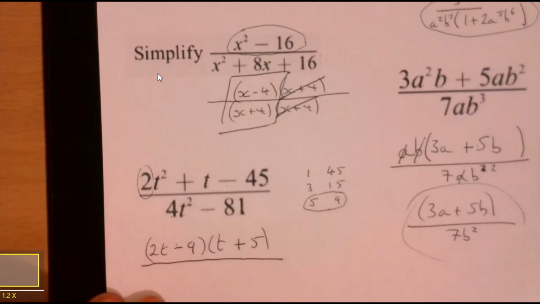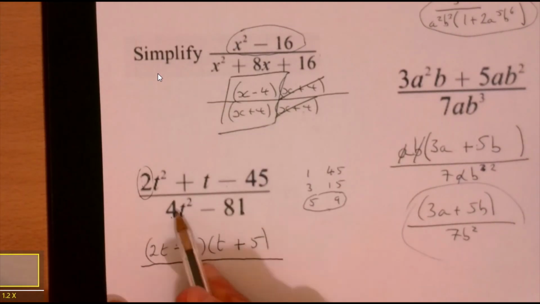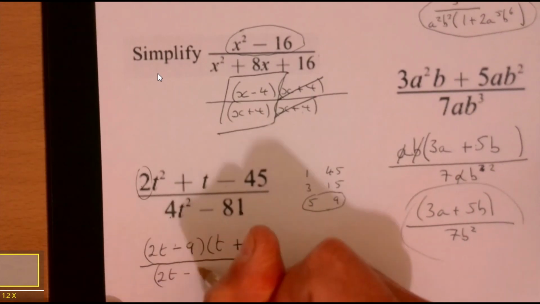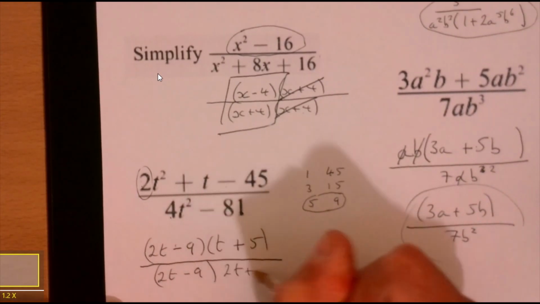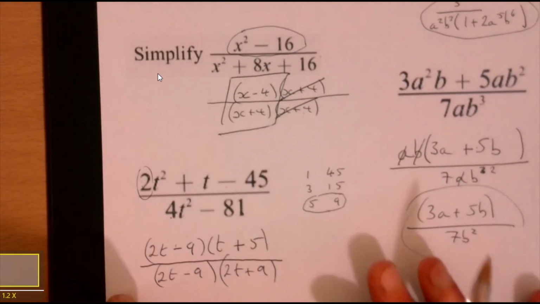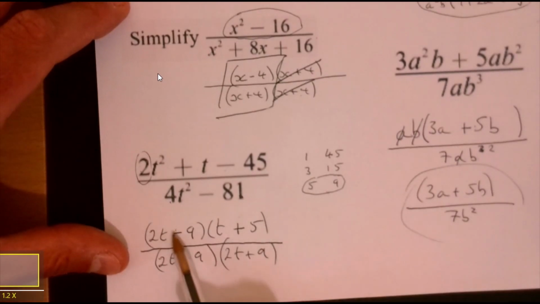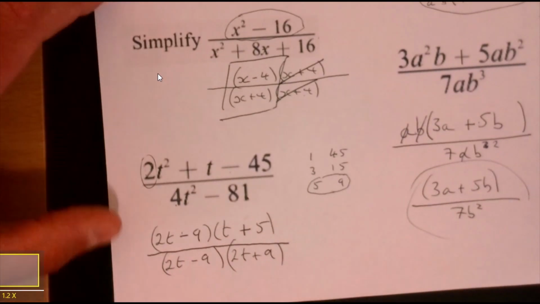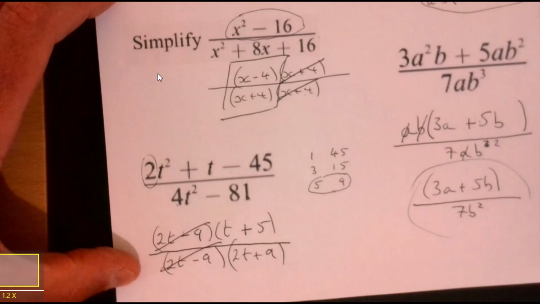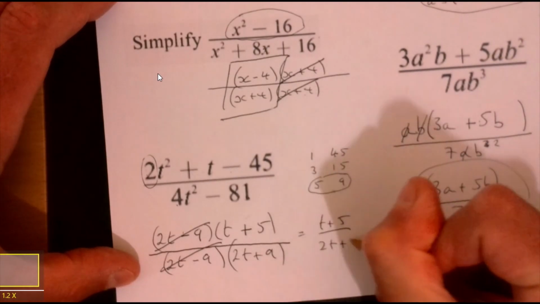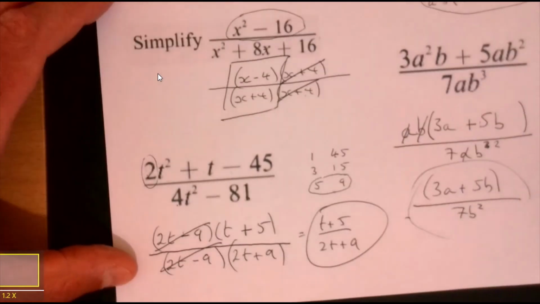And now let's look at this bit. I know that's a difference of 2 squares. We did an example similar to this. So it'd be 2t minus 9, 2t plus 9. Another way of looking at this is that if you were a question designer, you're going to get something cancelling here. And if you don't get something repeated, it might make you think, hey, have I missed something? So he's going to cancel with him. There we go. So the final answer is t plus 5 over 2t plus 9.